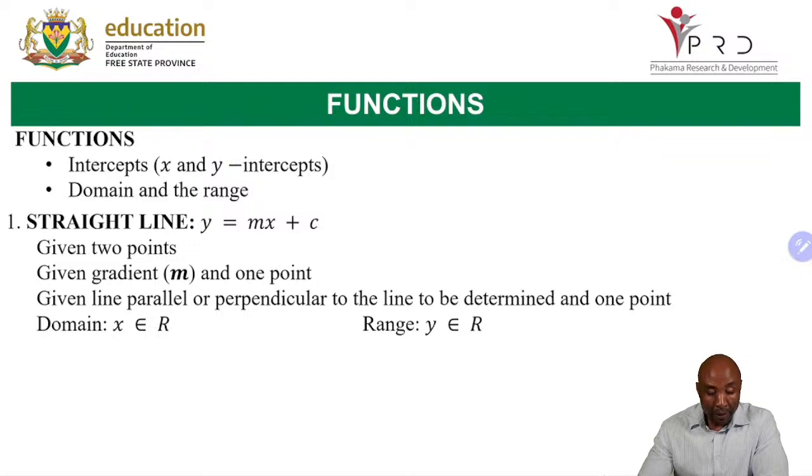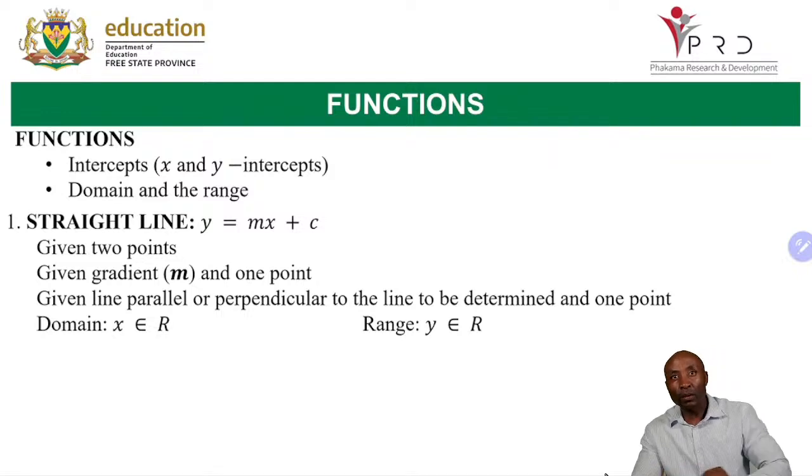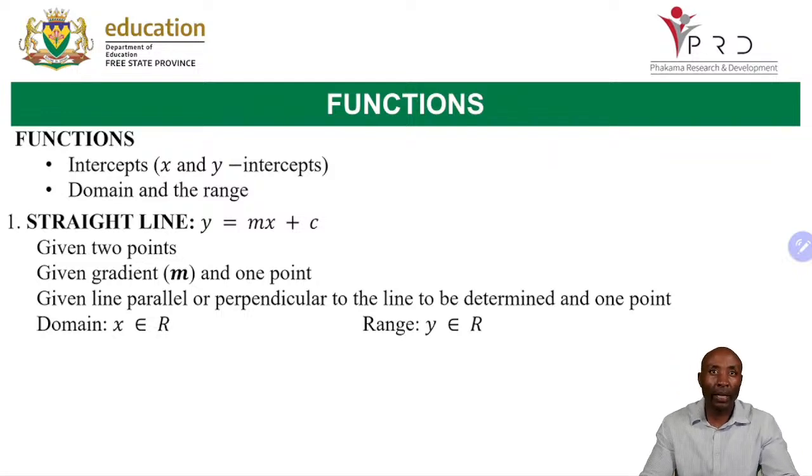Remember, when we're given parallel lines or perpendicular lines, we must know the property. Parallel lines have equal gradients. For perpendicular lines, the product of the gradients must give us -1. So if you have the gradient of one line, you can deduce the gradient of the second line, which is perpendicular to line 1. For our straight line, our domain is normally x an element of real numbers, and our range y is an element of real numbers, unless the domain and the range are restricted.